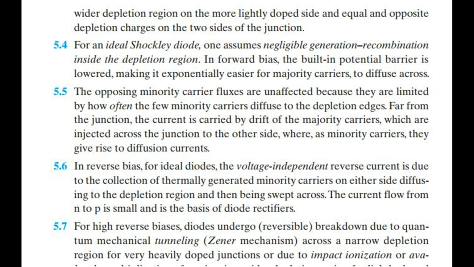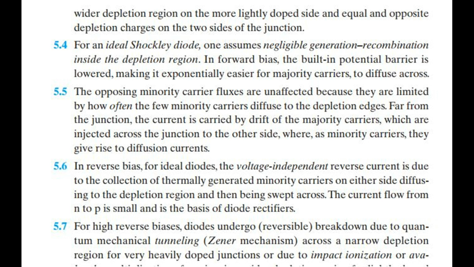5.4 For an ideal Shockley diode, one assumes negligible generation-recombination inside the depletion region. In forward bias, the built-in potential barrier is lowered, making it exponentially easier for majority carriers to diffuse across. 5.5 The opposing minority carrier fluxes are unaffected because they are limited by how often the few minority carriers diffuse to the depletion edges. Far from the junction, the current is carried by drift of the majority carriers, which are injected across the junction to the other side, where, as minority carriers, they give rise to diffusion currents.